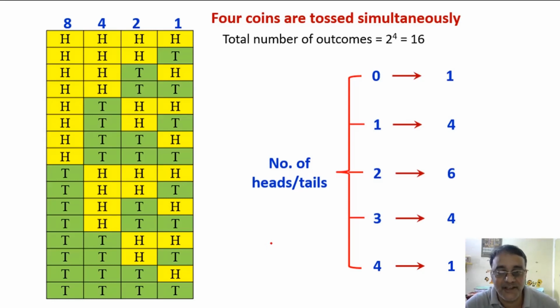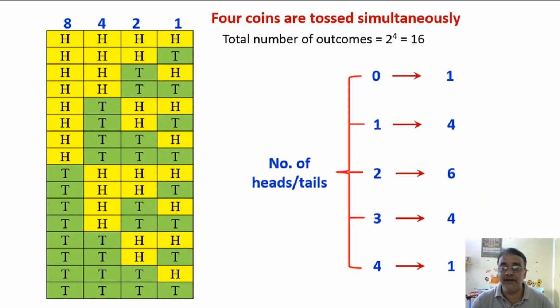At most 3 heads: 16 by 16. Yes, at most means you have to take less than or equal to 3. All of these: 1, 4, 6, 4, so 15 upon 16. Okay.